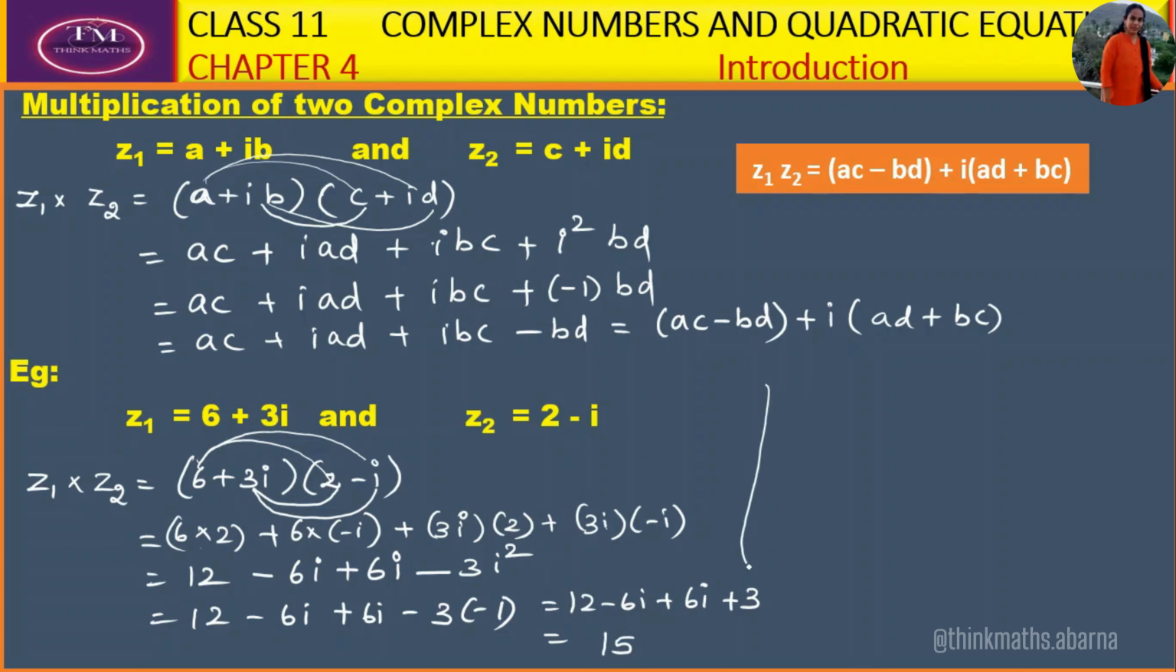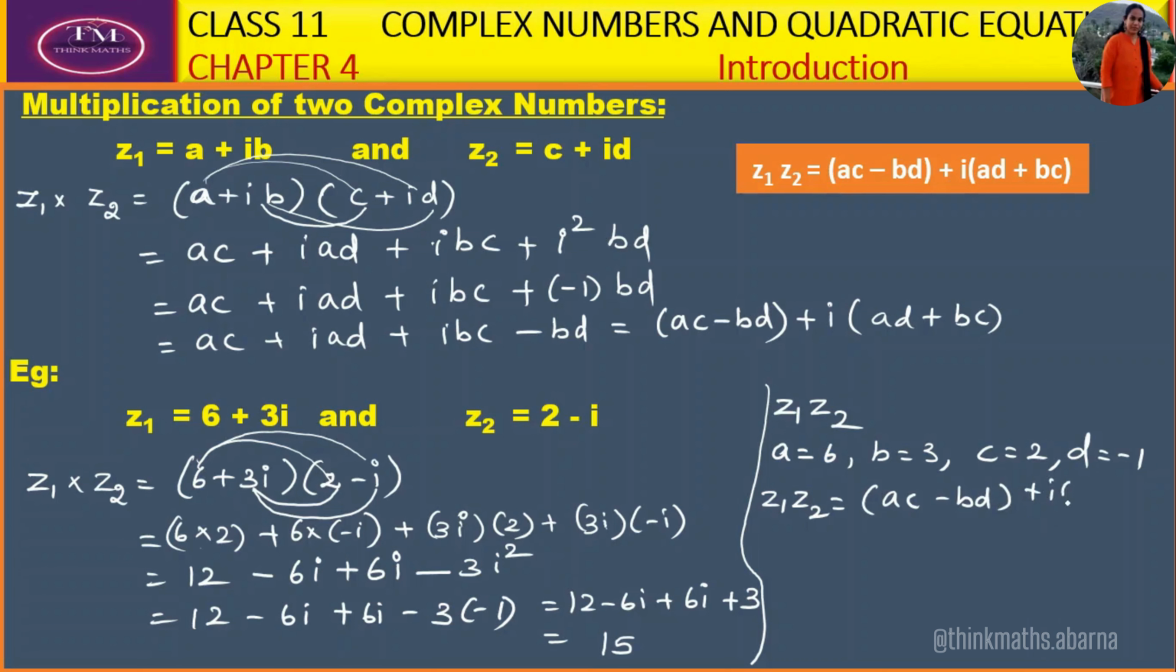Let us apply the formula and check whether we get the same result. Z1, Z2. So here A is equal to 6. B is equal to 3, C is equal to 2 and D is minus 1. What is Z1, Z2 according to the formula? AC minus BD plus i into AD plus BC.